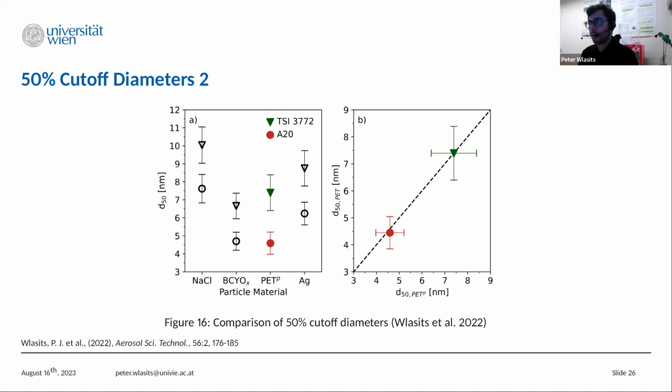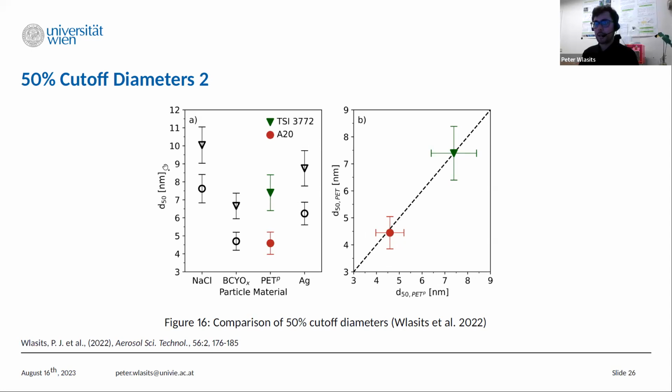So here you can see on the x-axis the cutoff diameter for higher purity PET, on the y-axis the cutoff diameter for commodity PET, and the symbols and the colors correspond to the two CPCs. So red corresponds to the A20, green corresponds to the TSI 3772, and as you can see, there is no significant difference between the two materials, right? Since it's on the line, that's all good.